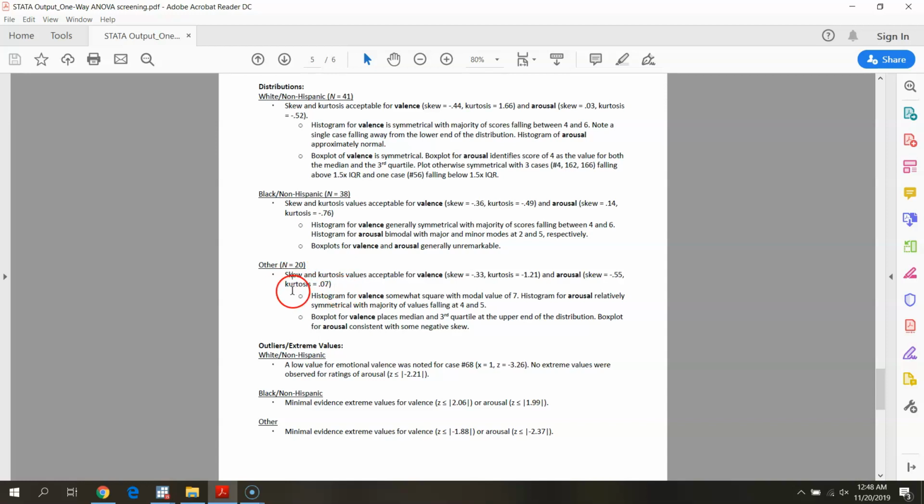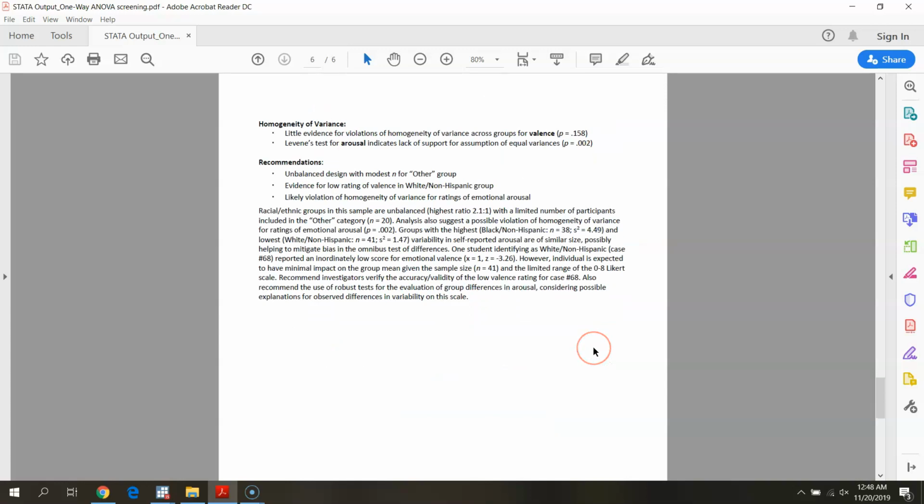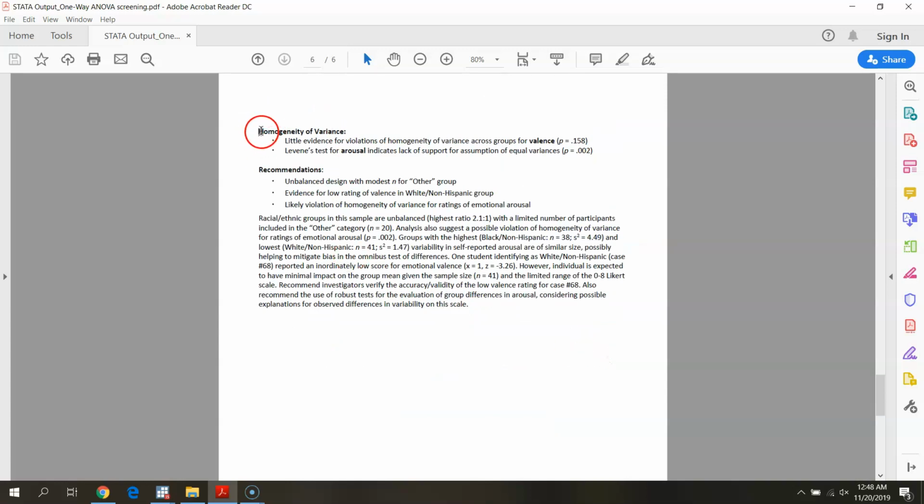Extreme values here: we saw a low value for emotional valence in one case. No extreme values for anything else for our white non-Hispanic group. Black non-Hispanic, no problems. Same thing for our other group. Okay. When we run our one-way ANOVA, we'll check homogeneity of variance. We'll see what looks like a violation of homogeneity of variance for arousal, but we'll get to that in the next video. And then just our recommendations and summary here.